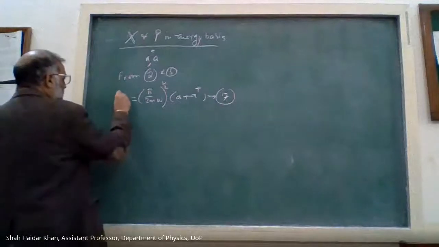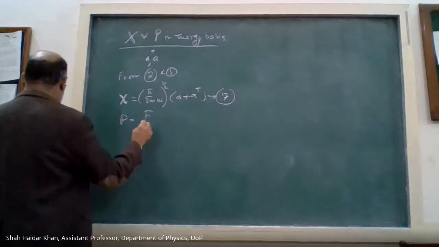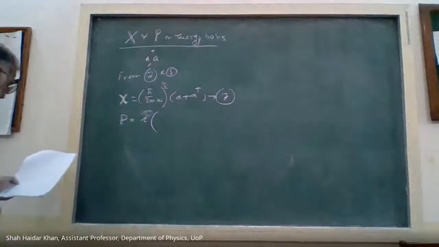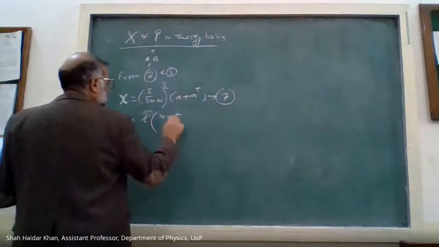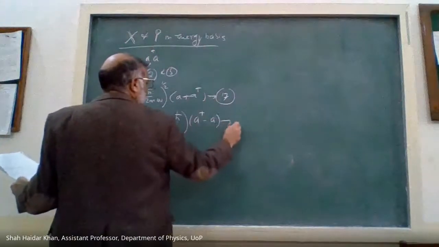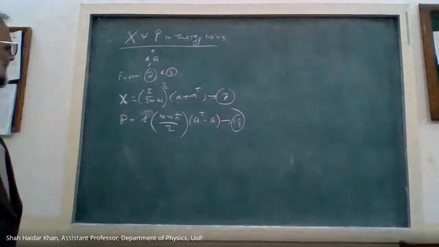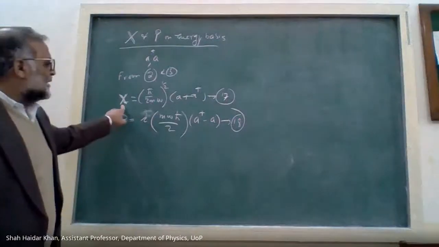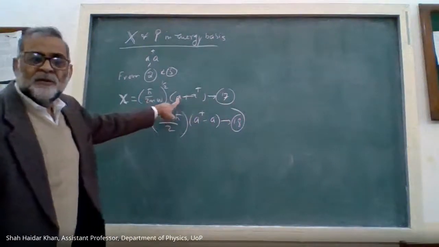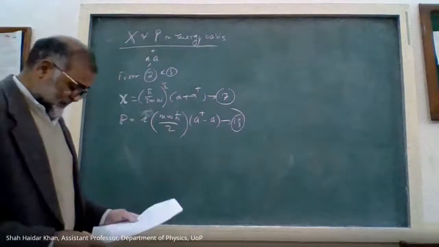And P is equal to i times the other term, right? And omega x divided by 2, A dagger minus A. We call x in terms of A plus A dagger, the raising operator and the lowering operator. We got P in terms of A dagger and A. Right?